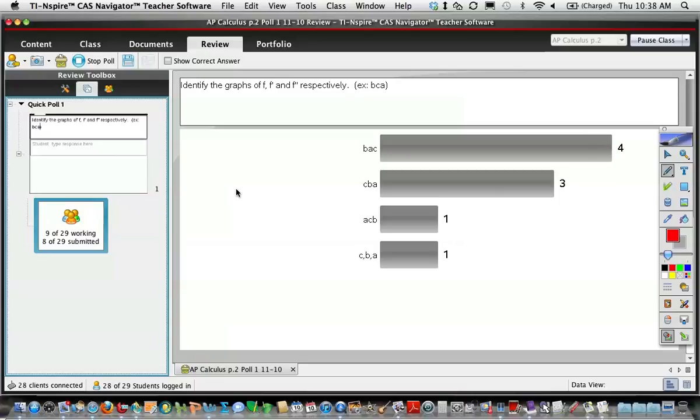Just put them in with no commas or anything, and lowercase is fine. Just lowercase without commas, just A, B, C, CBA, whatever.